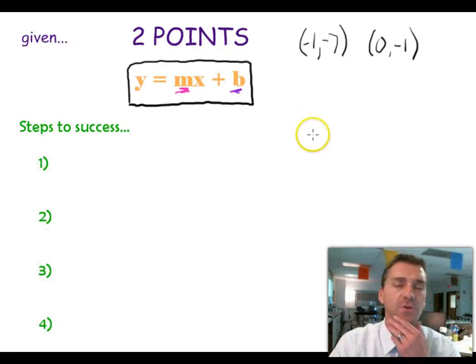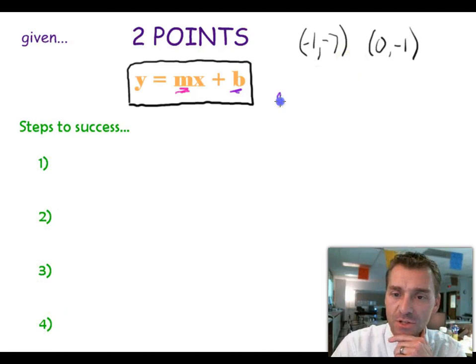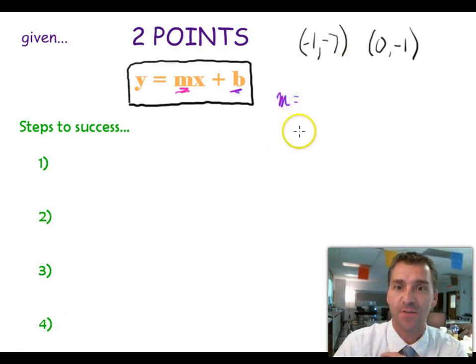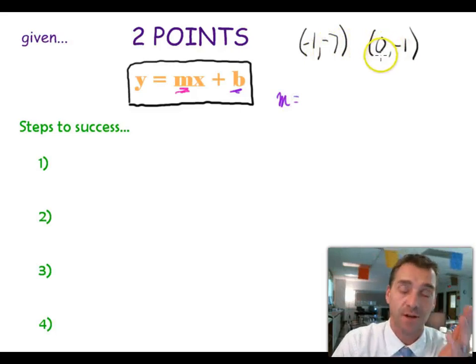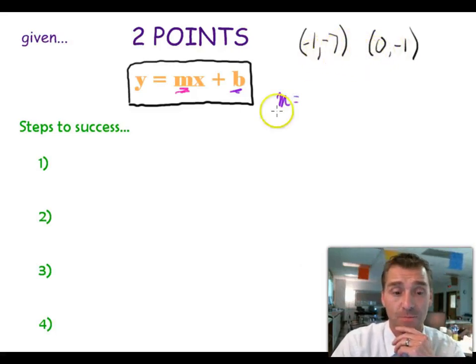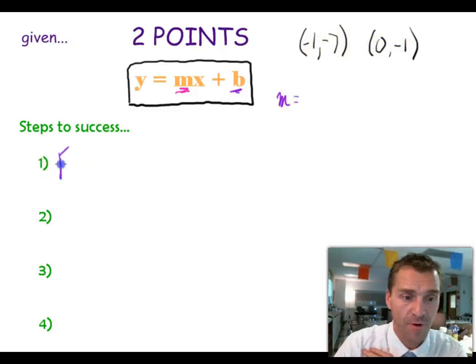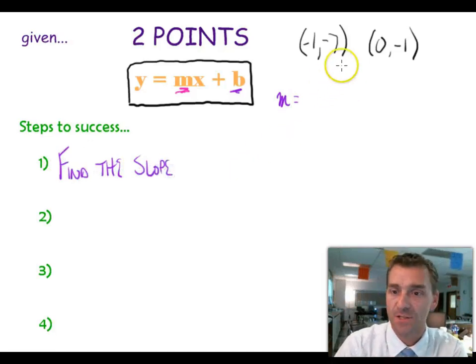Well, wonder what we can do if we're given just 2 points. Oh, I got it. We could use the slope formula to find the slope of the line that would go through these 2 particular points. So that is step number 1. Find the slope. Bingo. So let's do it.